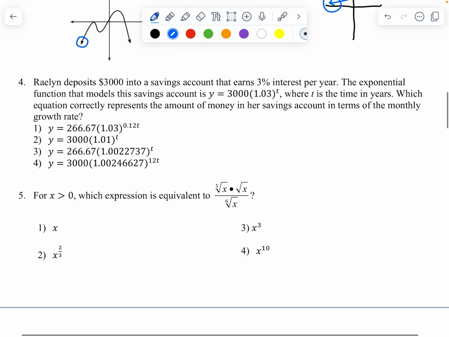All right. Raylan deposited $3,000 into a savings account that earns 3% interest per year.